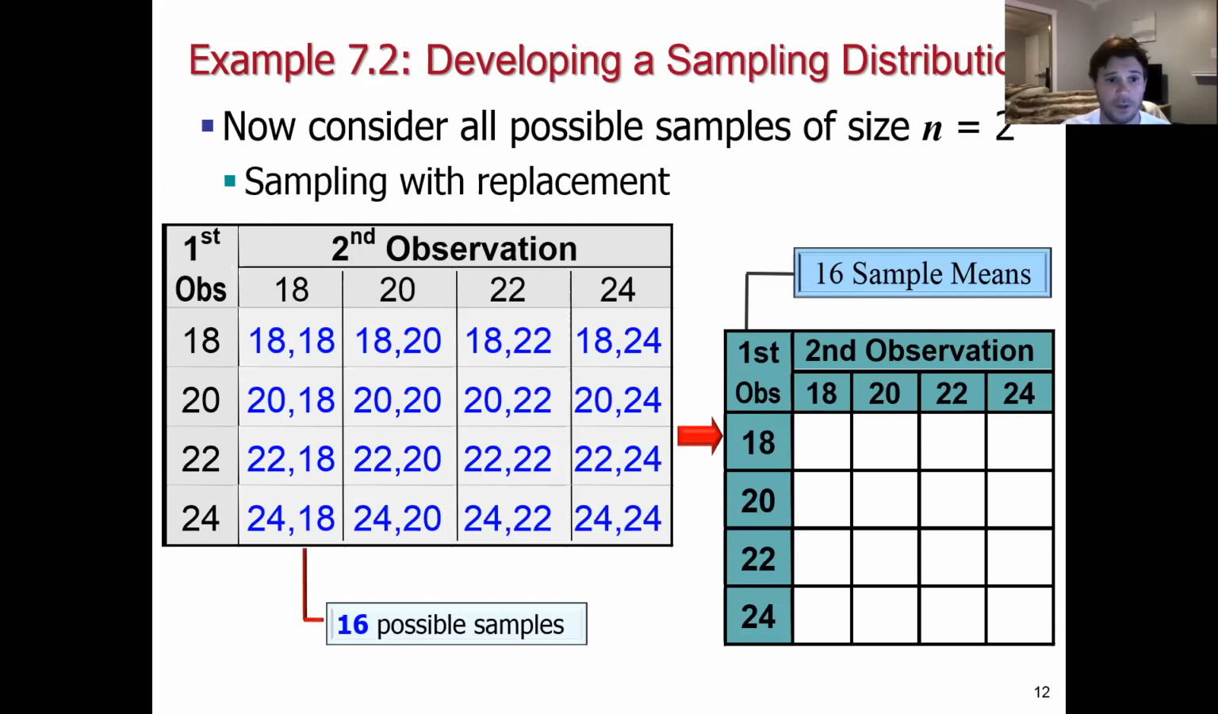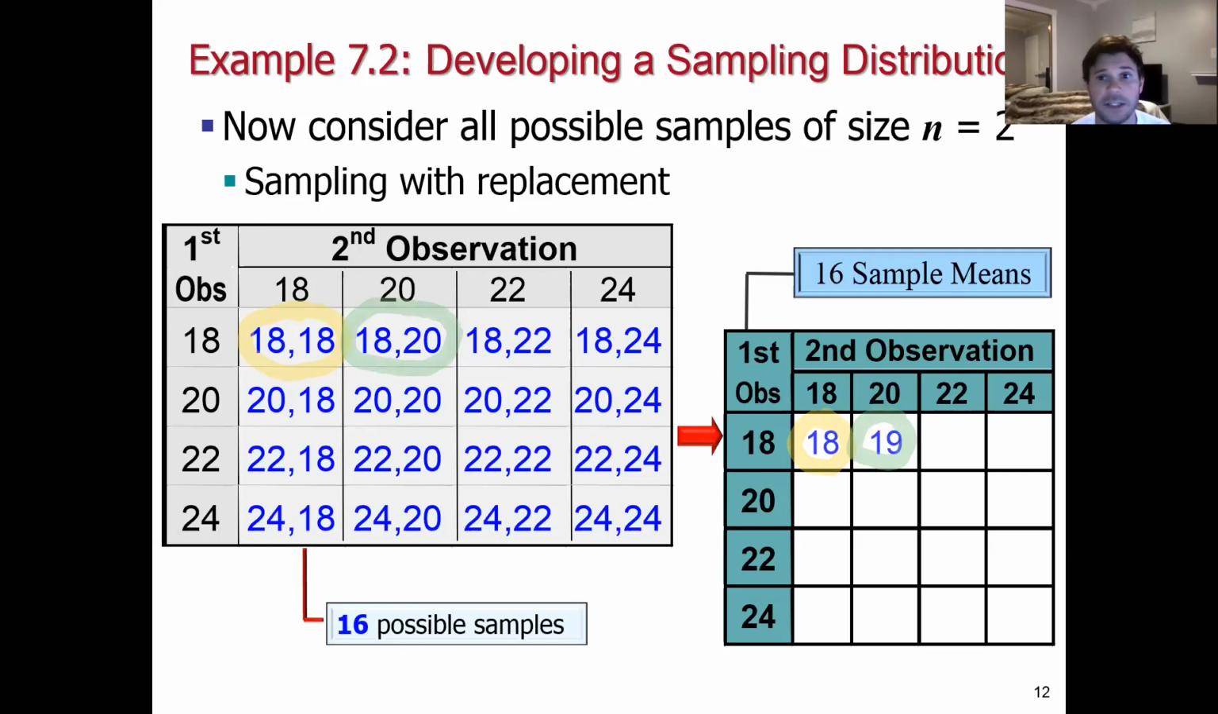this new table. Okay, for example, in this first cell here, where we have both 18-year-olds, if we take the average of 18 and 18, then in this cell over here, we should get 18, right? That's the average of 18 and 18. Similarly, if we go to the second cell and we see what's that? Well, this is the sample where we have the 18-year-old and the 20-year-old. Now, if we measure their average age and we put that here, the average of 18 and 20 is 19.